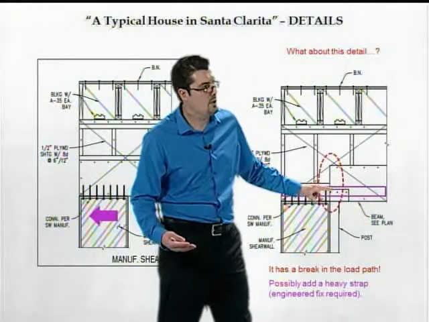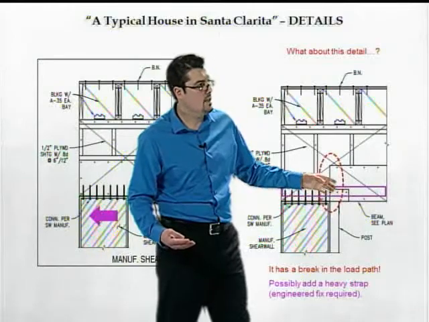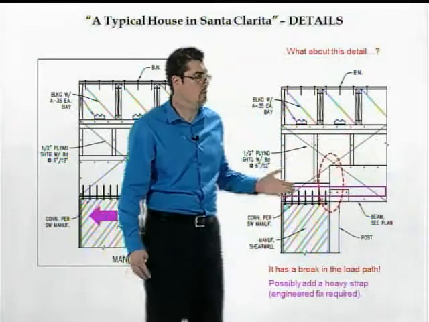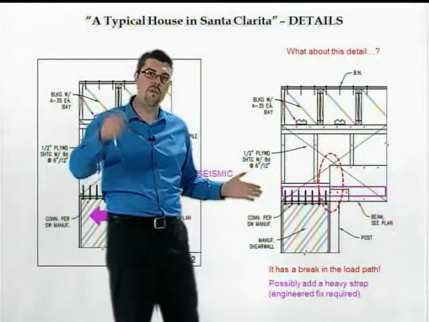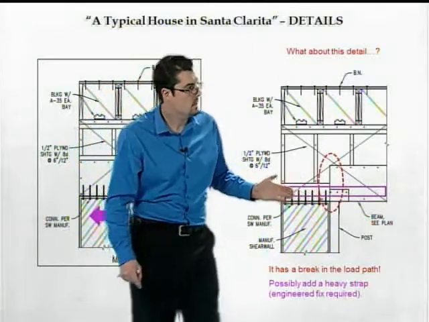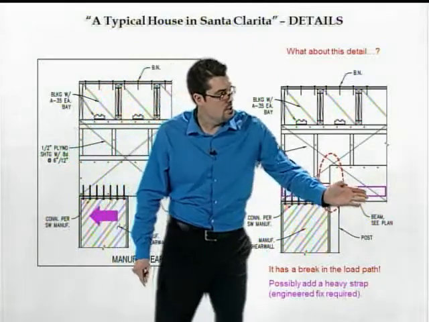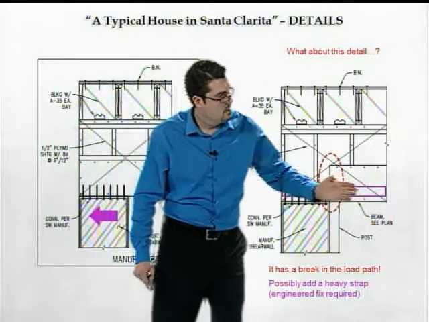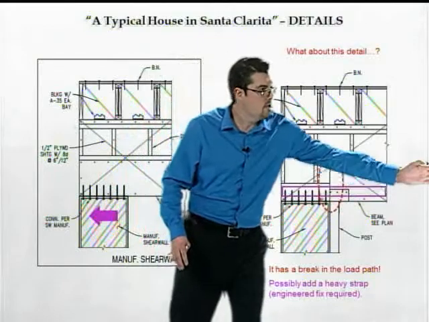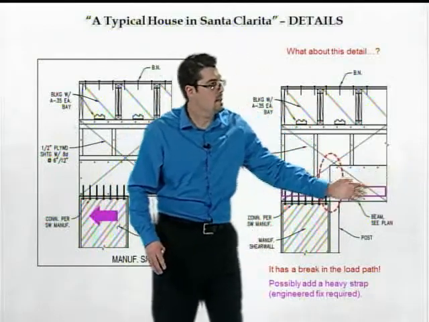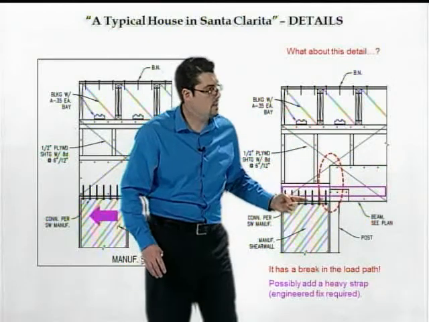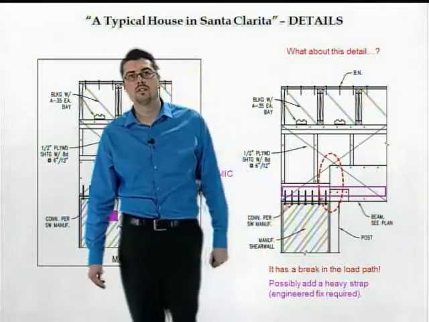And so what I've shown here in purple is you'd have to add a strap. This detail, the way it's drawn, would not work because you're missing a link in the structural chain. You're missing a part of your load path. So what I'd have to do is put a steel strap right there. And then what that does is it takes that tension force in the beam and safely transfers it through the strap, into the block, into the screws, and then into the shear wall.